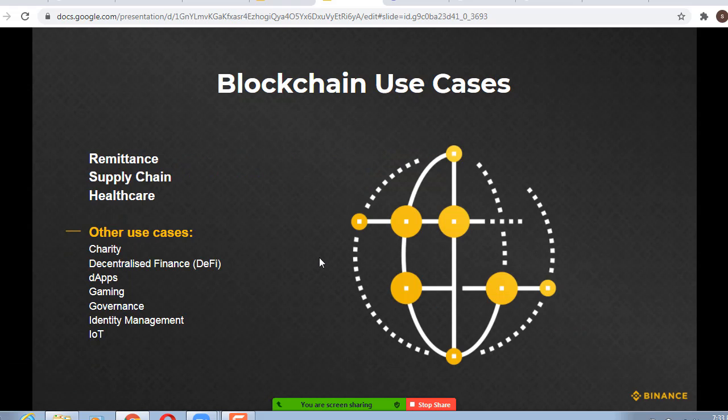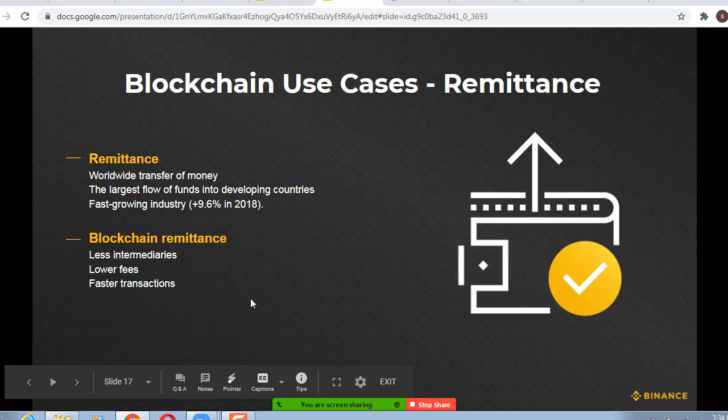Now, we have different uses of blockchain, so we will be looking at each of the use cases of blockchain. The first is remittance, supply chain, and healthcare. We also look at other use cases like charity, decentralized finance, which is DeFi, decentralized applications, gaming, governance, identity management, and the Internet of Things, that is IoT. So let's look at them one after another.